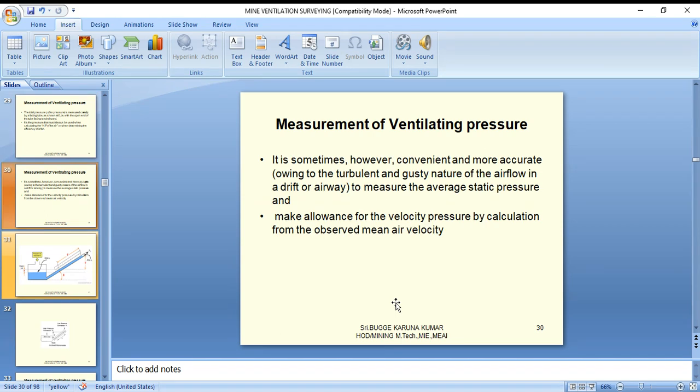It is sometimes, however, convenient and more accurate, given the true length and gusty nature of the airflow in the drift of air, to measure the average static pressure and make allowance for the velocity pressure by calculation from the observation means of air velocity.